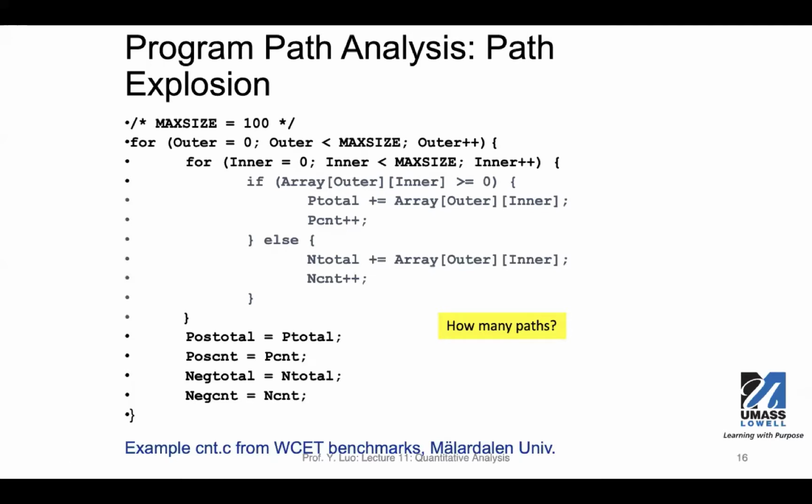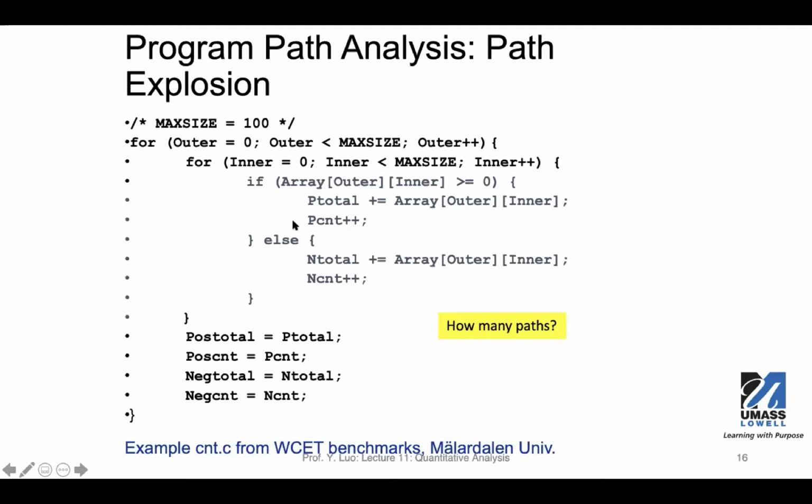And within the for loop, we have an if statement. It depends on the value of this array, this particular element. If it is greater than or equal to 0, we will put that into a positive total and then the positive count. And if that number is a negative number, then we're going to accumulate that to the negative total and also increment the negative counter.